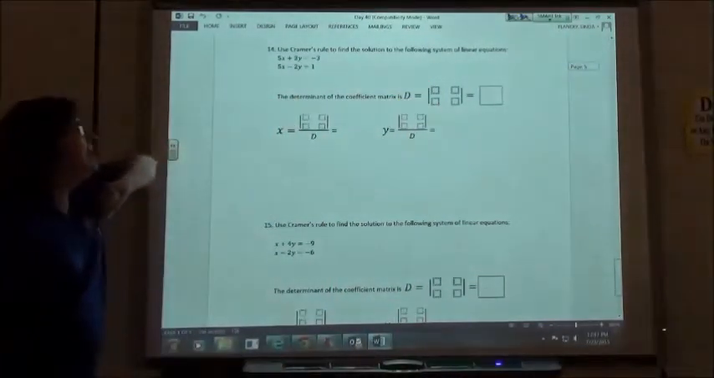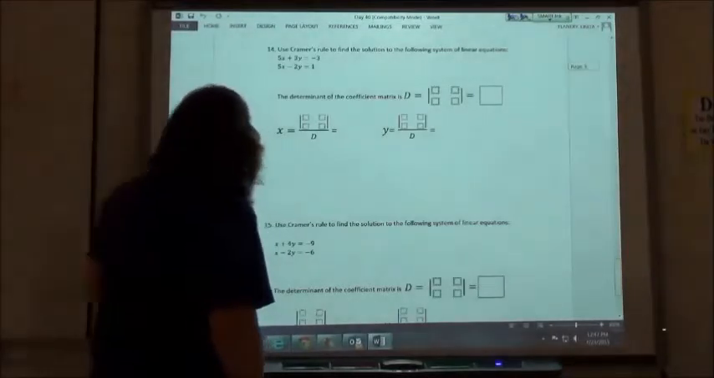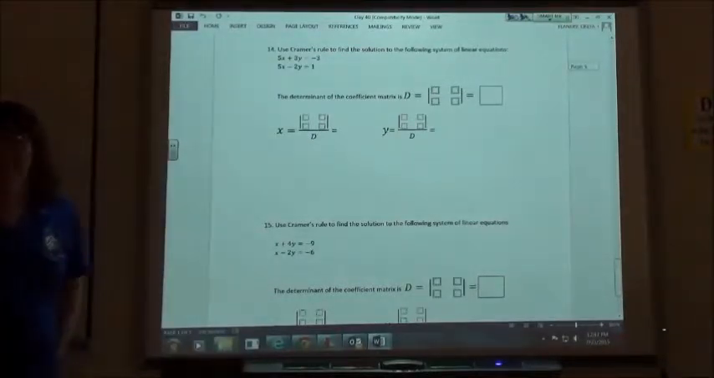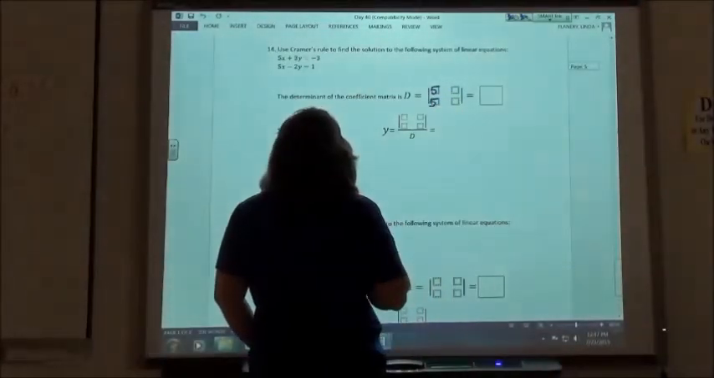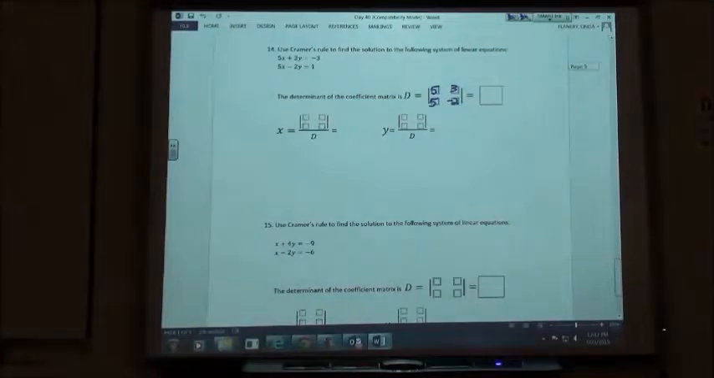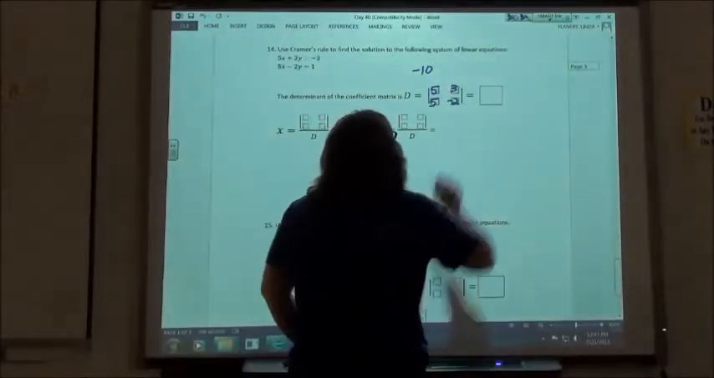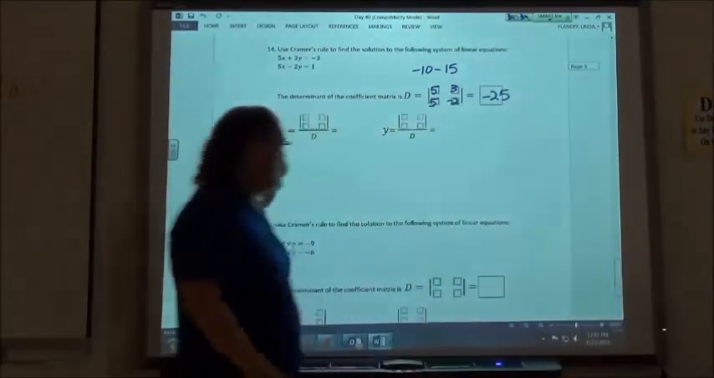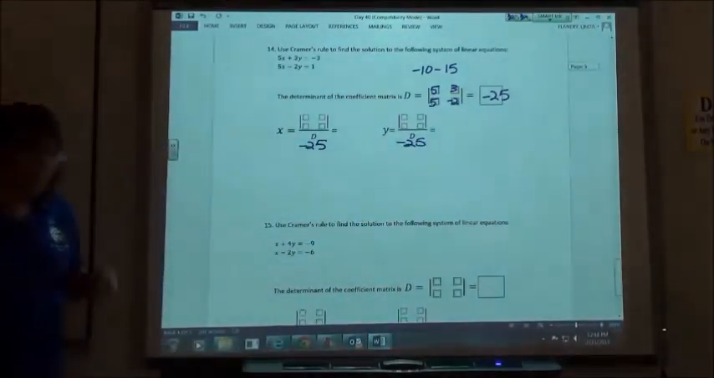So, my first determinant D, my first column is going to be 5 and 5. And my second column is going to be 3 and negative 2. So we need to find the value of that determinant. We would do 5 times negative 2, so negative 10, minus 5 times 3, minus 15. So I get negative 25, right? So I'm just going to go ahead and put my negative 25 down there so I don't forget to put it on my answer, hopefully.